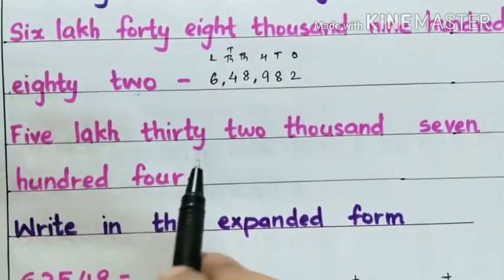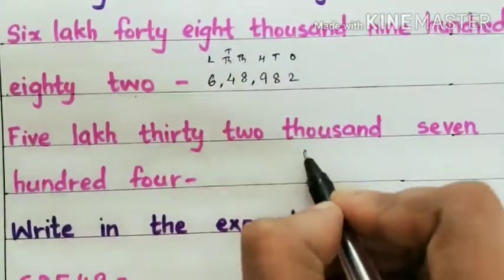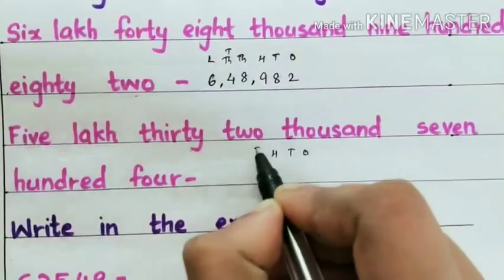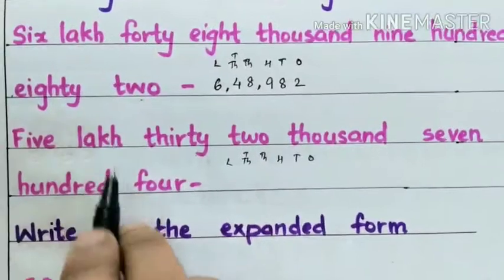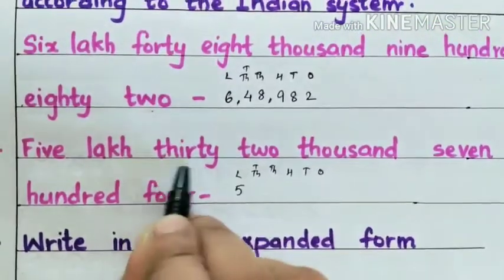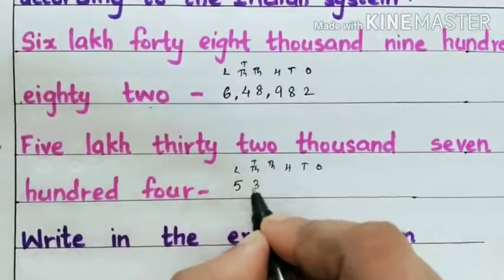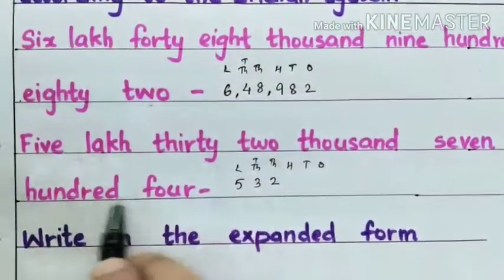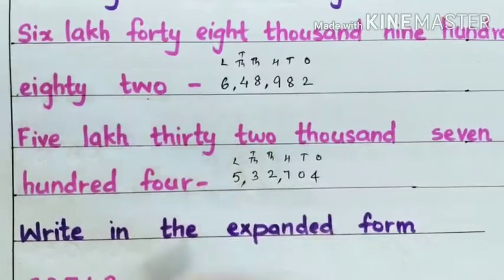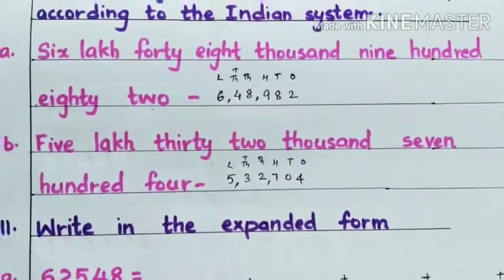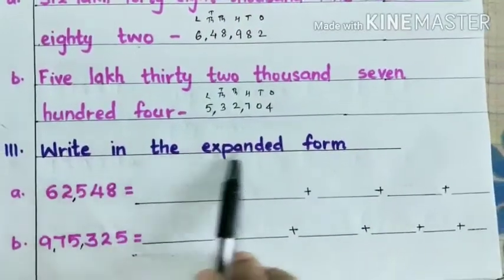Next, 5,32,704. First write the places up to lakhs place: ones, tens, hundreds, thousands, 10,000s, lakhs. 5,32,704. Now put the commas. Next question, write in the expanded form.